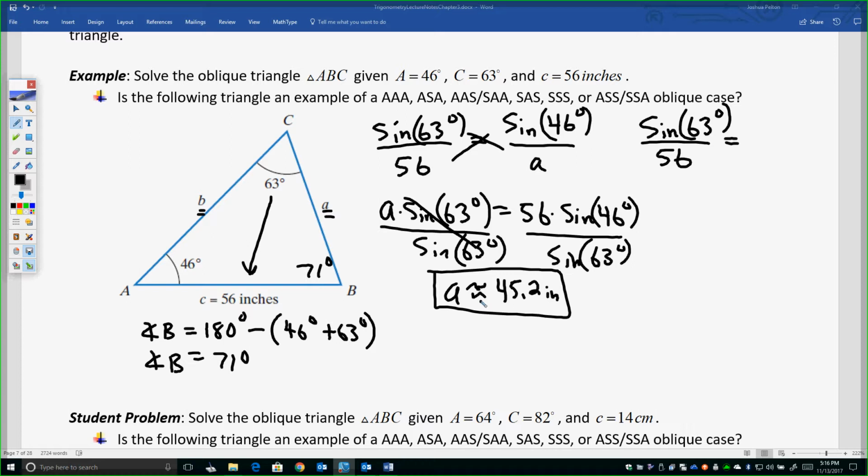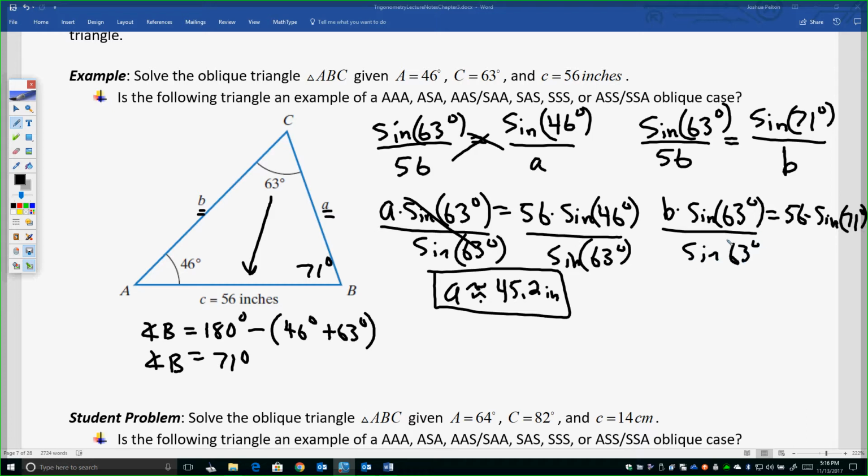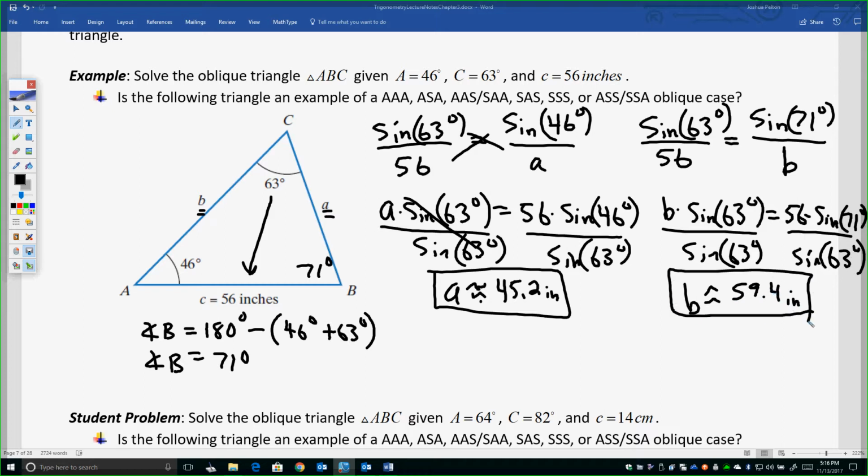Okay, so we'll do the B now, which is the sine of 71 over B. We'll cross multiply. It gives me B times sine of 63 equals 56 times sine of 71, and divide by the sine of 63. So that gives me B is approximately 59.4 inches. Okay, let's put those in the diagram real quick. So that's about 59.4 inches, and that's about 45.2 inches.